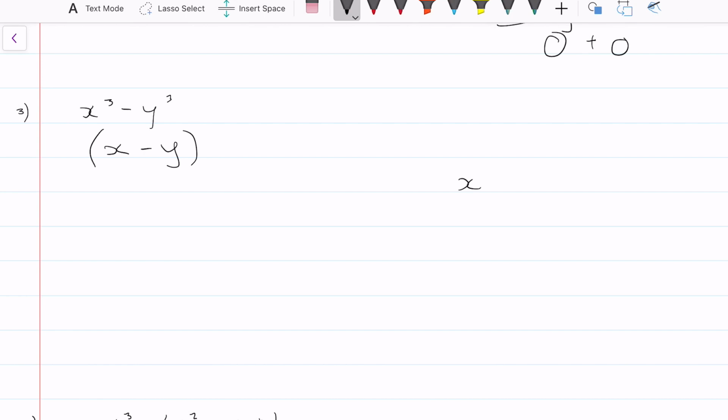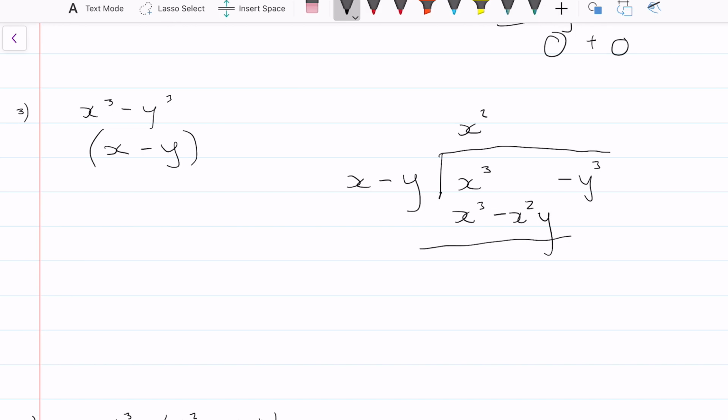So we're going to have x cubed and going to leave some space minus y cubed. You'll see why I left some space. You won't have to later, but just for the purpose of this tutorial, I've left some space there. Okay, so the first term needs to be x squared. So x squared times x gives us x cubed minus x squared y. Okay, and then we need to minus the top term from the bottom term, so we're going to get 0. This we're going to assume that we have a plus 0 x squared y.